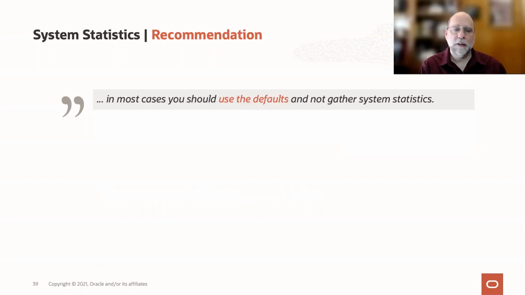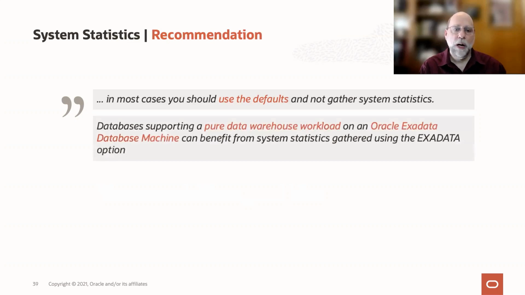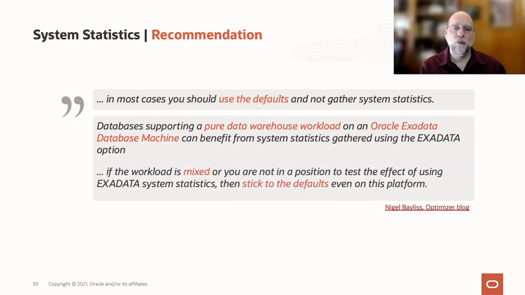It sounds like a really great idea to calibrate your query optimizer based on your particular hardware configuration. But to be honest, if you take the recommendations of our optimizer team, in most cases, you should be using the defaults in your system and not gathering system stats yourself. And that's true even when you have a pure data warehouse workload or you're running on Exadata. Unless you can really robustly test the effect of those system statistics, you should use the defaults. And the reason for that is that we've seen system statistics really skew things in ways that might be unexpected.